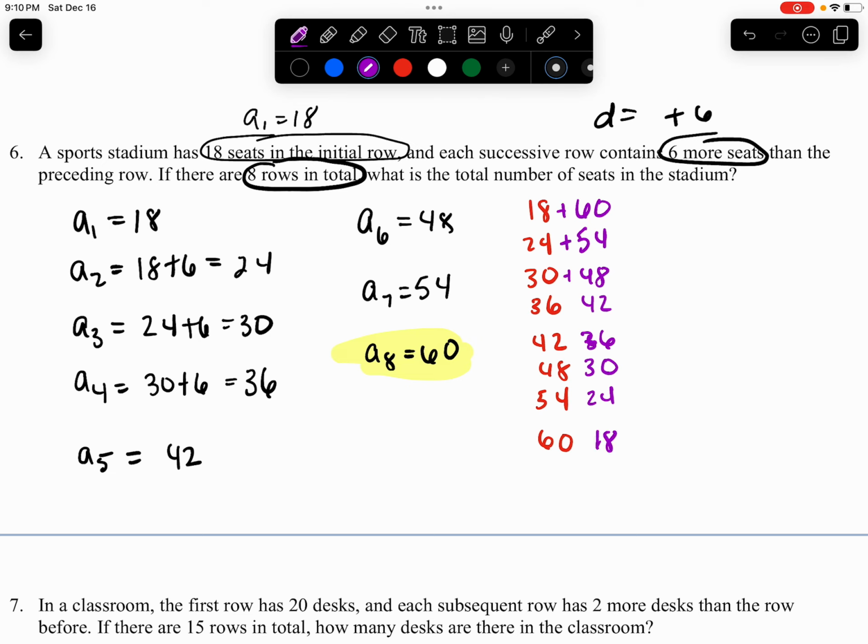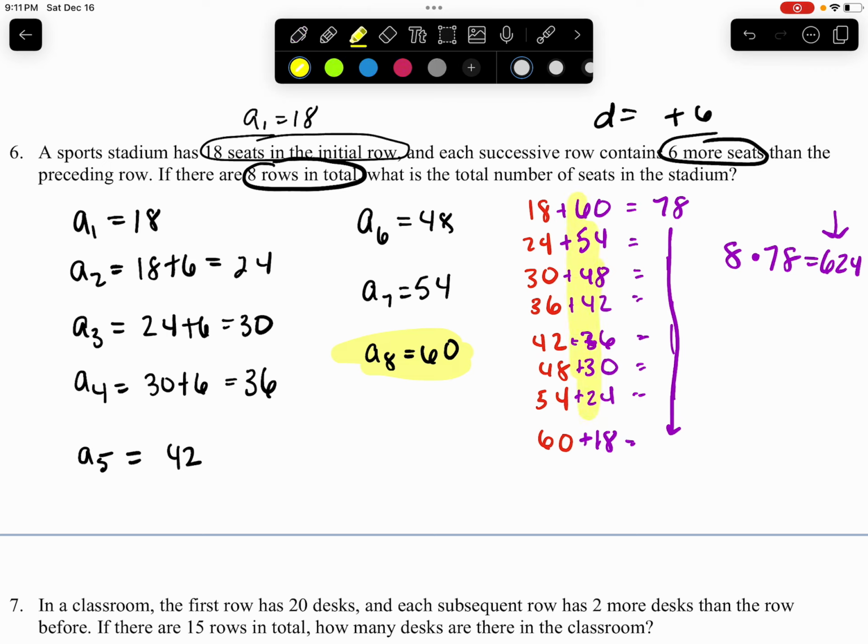Okay, what happens if I add all of these numbers? If I add all of these numbers, I should get 78 for each one of these numbers. 78. And in total, how many 78s are there? There are 8 78s. So what's 8 times 78? That is 624. But that's not the total yet because we doubled everything.